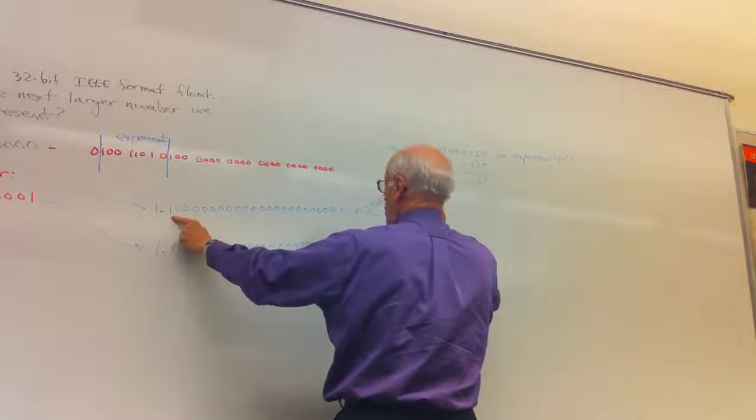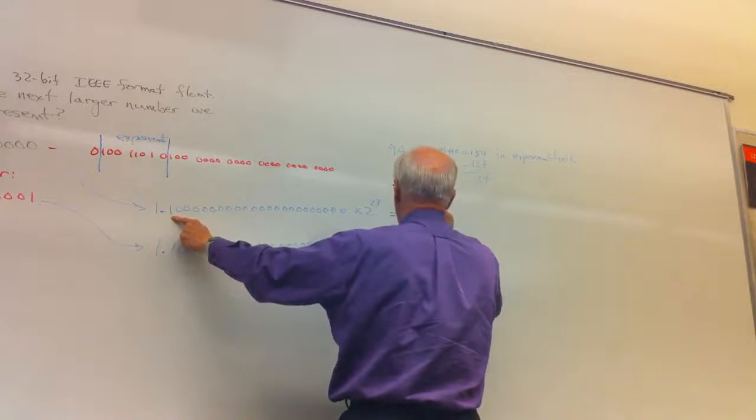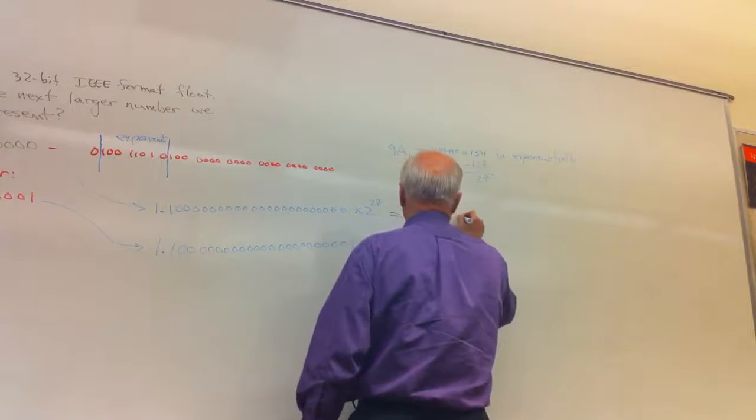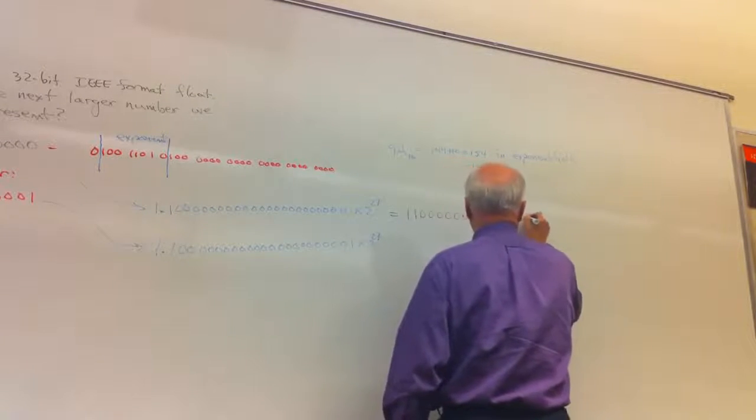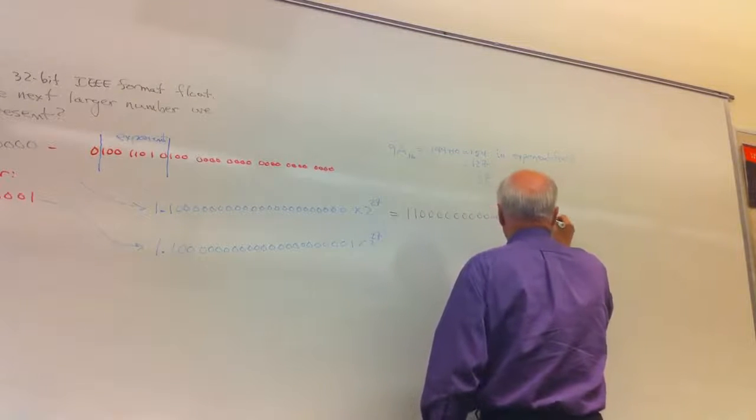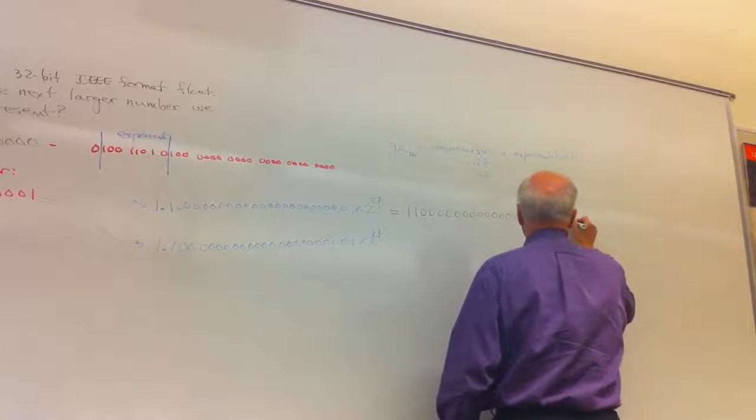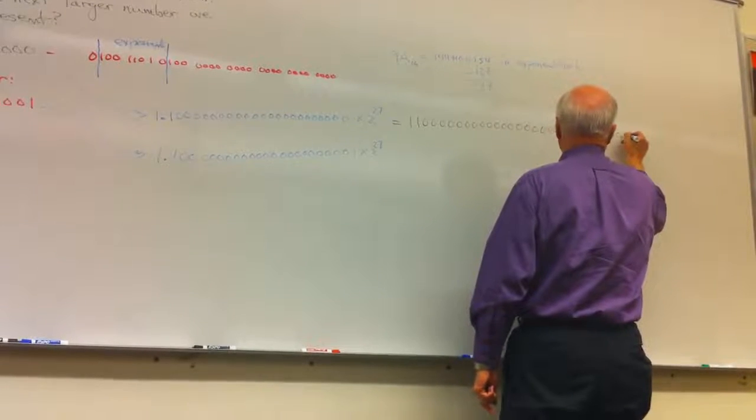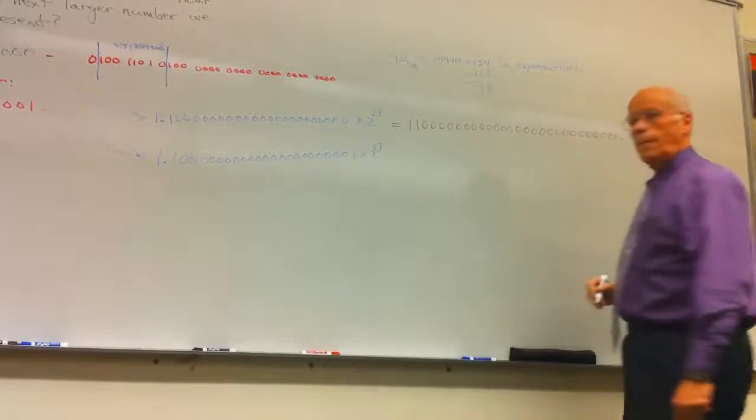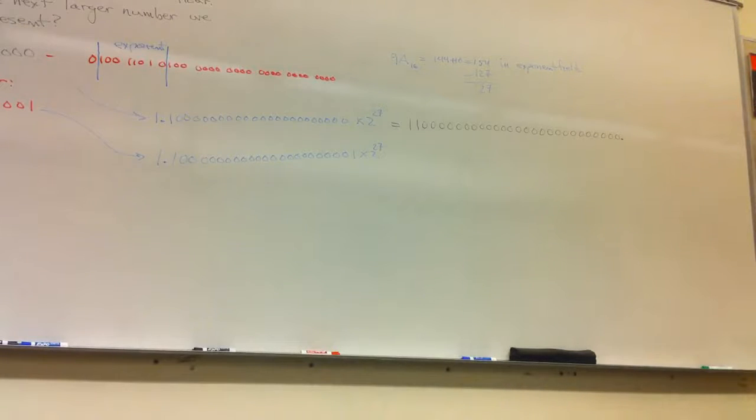So I've got 1, 2, 3, 4, 5, 6, 7, 8, 9, 10, 11, 12, 13, 14, 15, 16, 17, 18, 19, 20, 21, 22, 23, 24, 25, 26, 27. Point. That's the number that I've got in there.